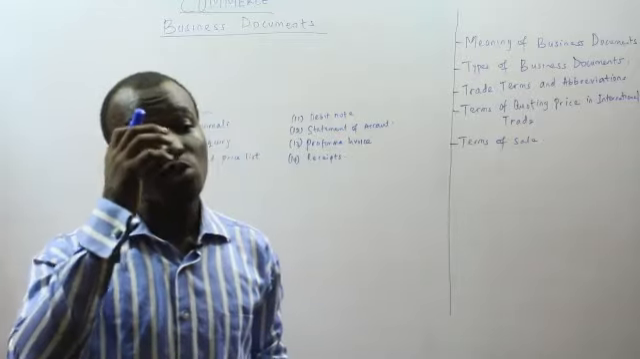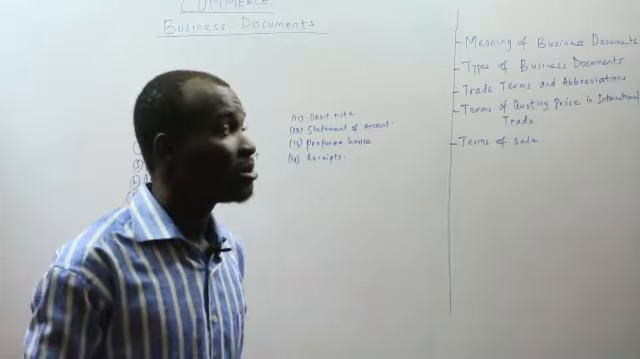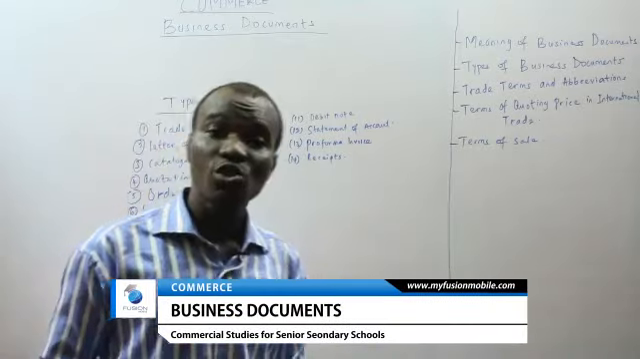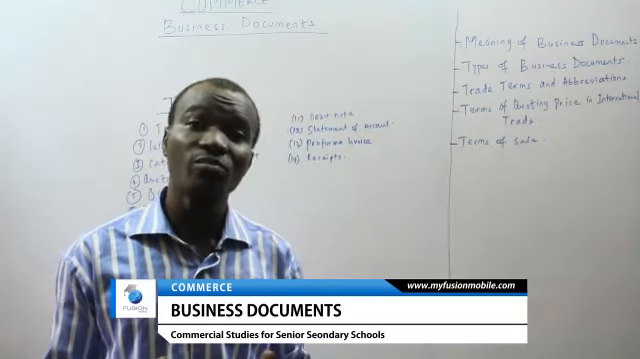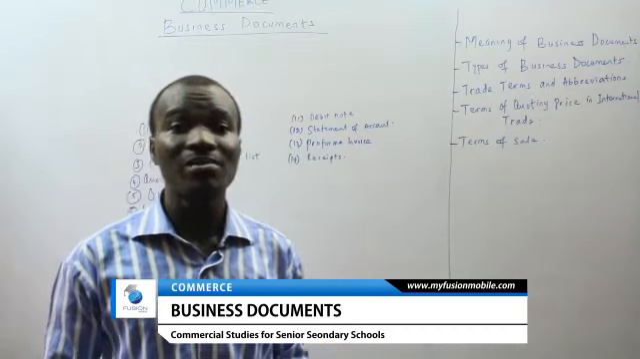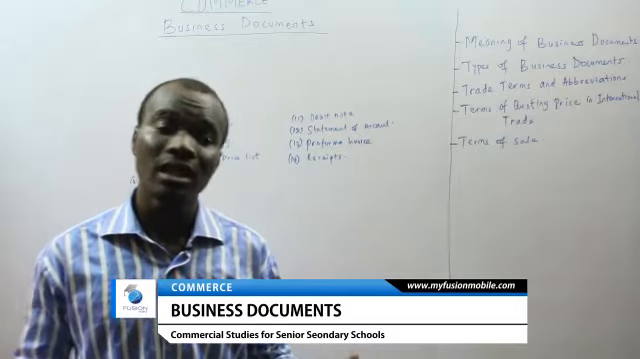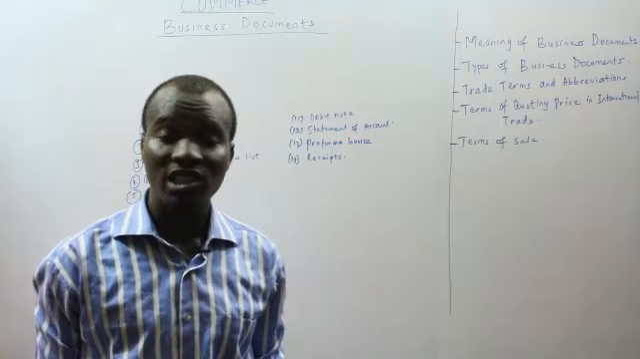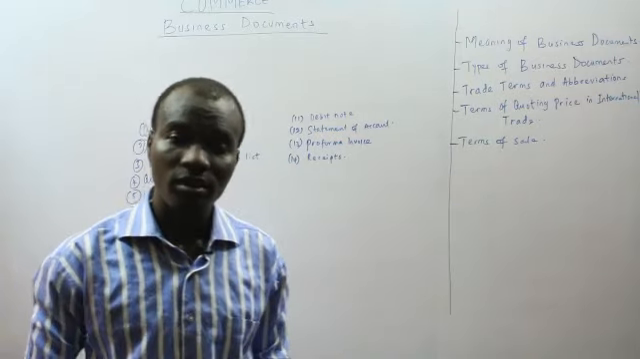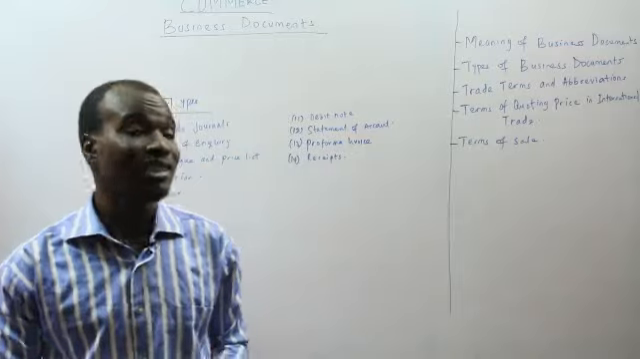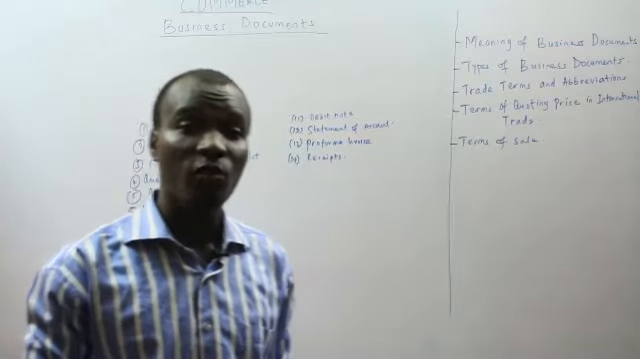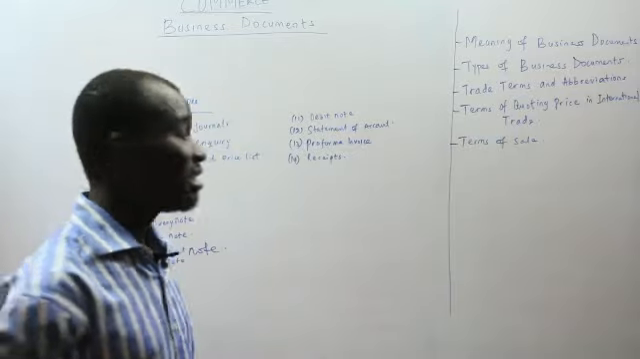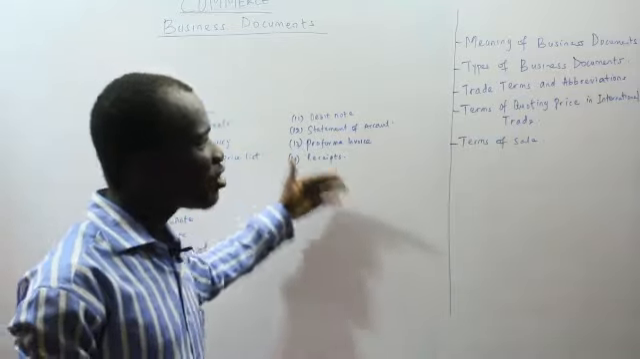It's also one of the documents used in business to show that payment has been made by the buyer to the seller. And the uses of a receipt: it shows evidence of payment, that a payment has been made by the buyer to the seller, and also it shows the person to whom the payment is made, maybe the cashier or any other person in the organization, and also the date of payment. So those are the uses of a receipt. So we are able to look at different types of business documents.